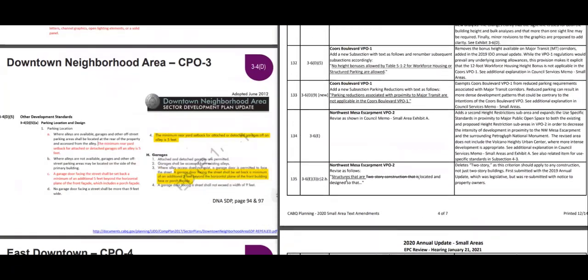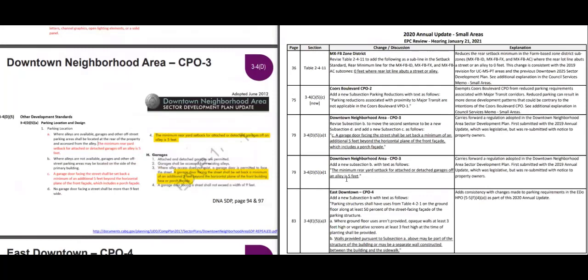This next set of changes are related to the downtown neighborhood area. So the first change we're going to look at is on page 79 of the IDO, and the section is 34D5A1. The change would be to revise subsection B to move the second sentence to be a new subsection D and add a new subsection C as follows. A garage door facing the street shall be set back a minimum of an additional 5 feet beyond the horizontal plane of the front facade, which includes a porch facade.